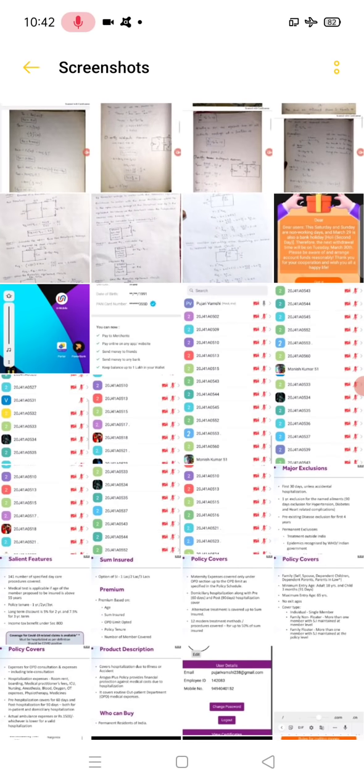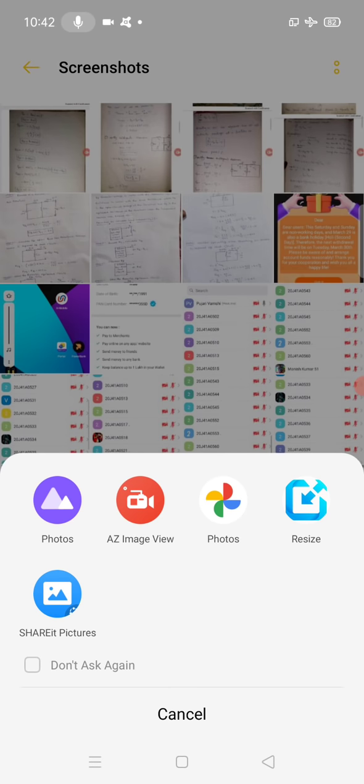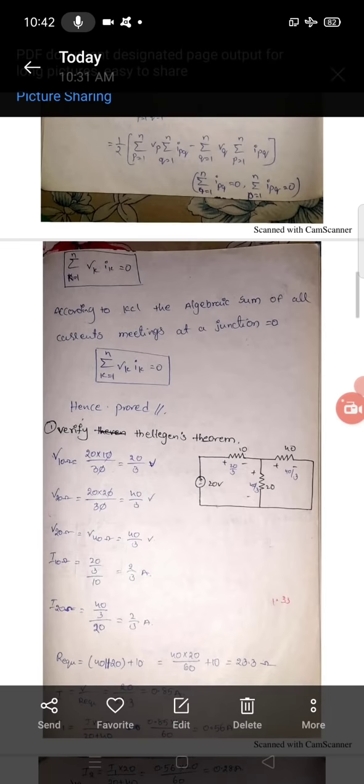On the LHS side we have Vk into Ik, and on the RHS side we get 0. According to KCL, the algebraic sum of all currents meeting at a junction is equal to 0. From that statement I can conclude that summation k equals 1 to n of Vk into Ik is equal to 0.